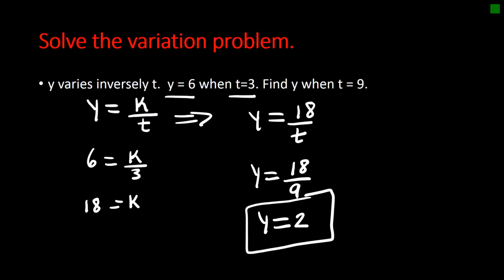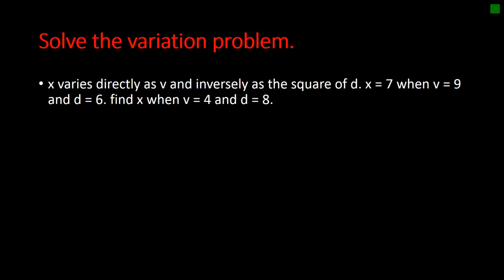Let's look at another problem, one that's a little more complicated. X varies directly as v and inversely as the square of d. So let's read that again, and let's translate that English statement into an algebraic statement. X varies directly, so x equals k times v, directly as v and inversely as the square of d. So x equals kv divided by d squared.